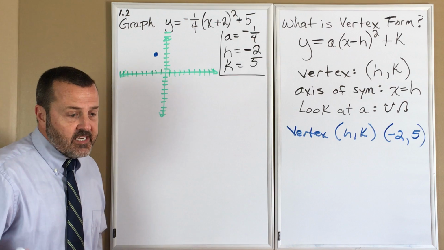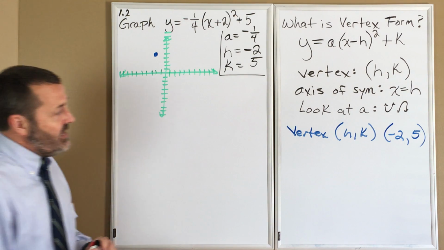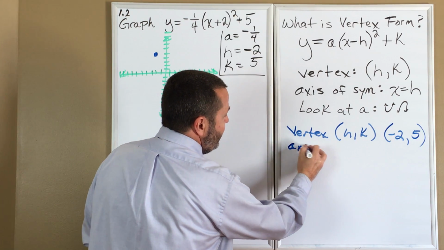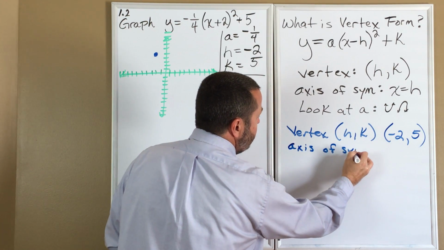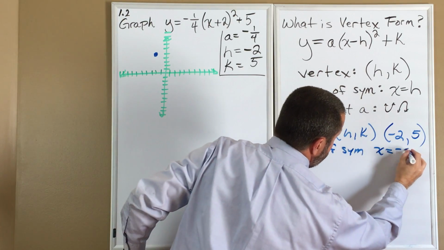Okay? The next thing that we need to do is draw the axis of symmetry. What is the axis of symmetry? The axis of symmetry is the point h, -2.